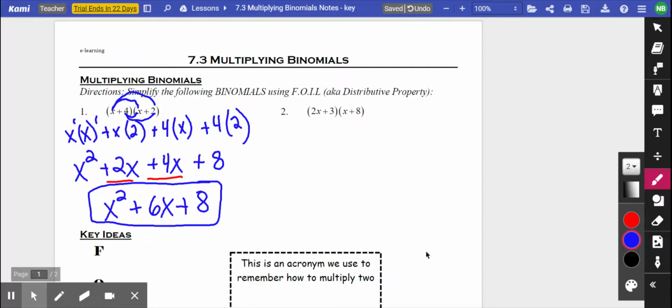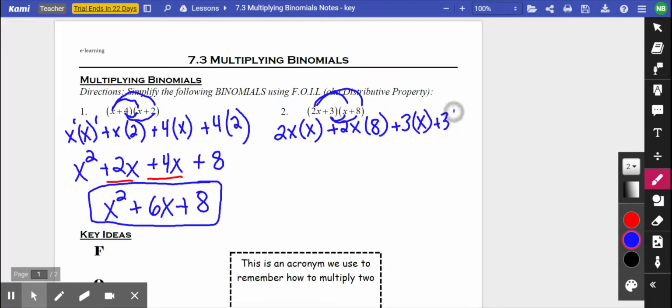All right, so we got example 2 here. We got 2x plus 3 times x plus 8. Again, we're going to multiply our first terms. So we're going to get 2x times x. We're going to multiply our outside terms. So that's going to be a positive 2x times 8. We're going to multiply our inside terms. So we get a positive 3 times x. And we're going to multiply our last terms. We get a positive 3 times a positive 8.